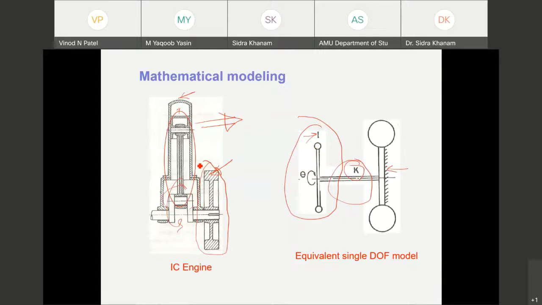For better understanding or for more accuracy, we can increase the number of degrees of freedom. We can consider these as rotating parts as well, and we can add some more constraints in that, and a complex model can be derived, which can give a better result than this simple model.